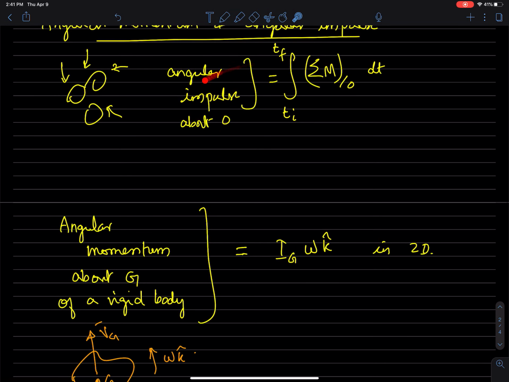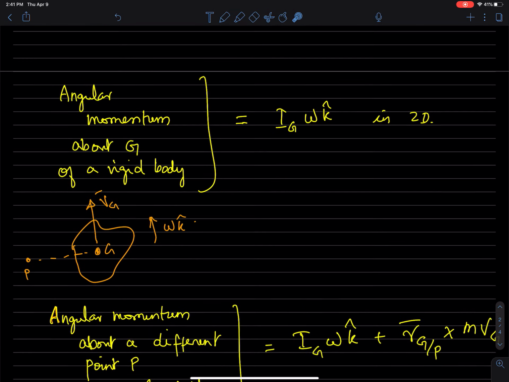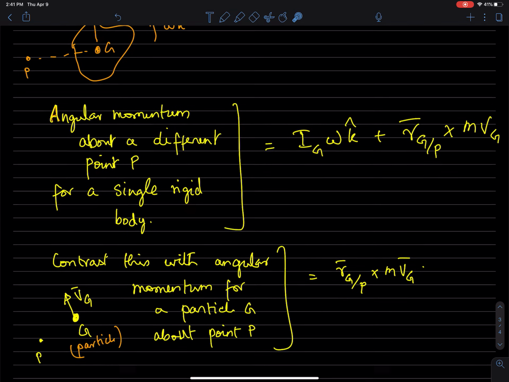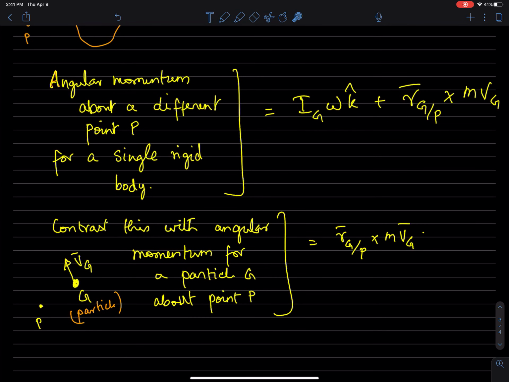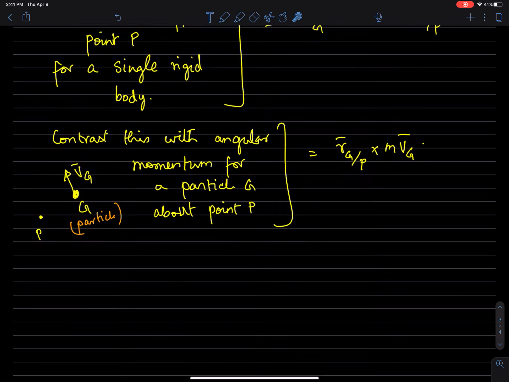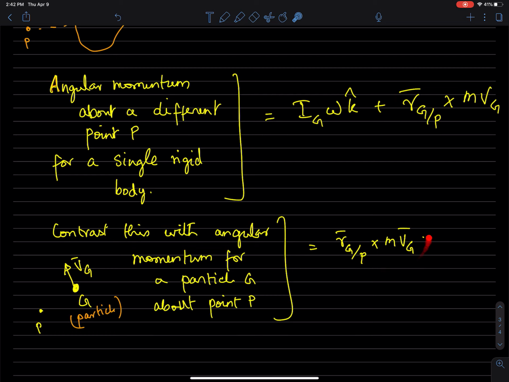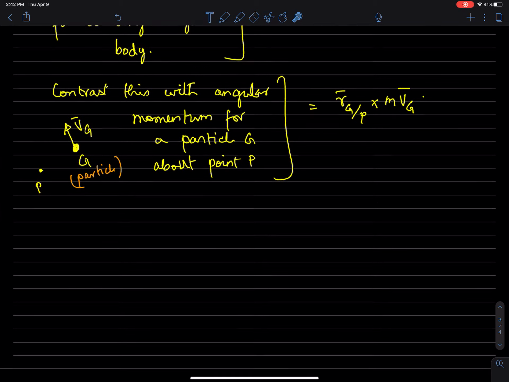okay, so those are the revised expressions for angular momentum. This expression remains the same: angular impulse about O. Angular momentum of a rigid body about its own center of mass is this new expression. We've not seen that before. Angular momentum of a rigid body about a different point is this expression. We've not seen that before. This is angular momentum for a particle about some point P. We have seen that before, and we can treat this as a special case of this expression where you essentially set I_G equal to 0. Okay?